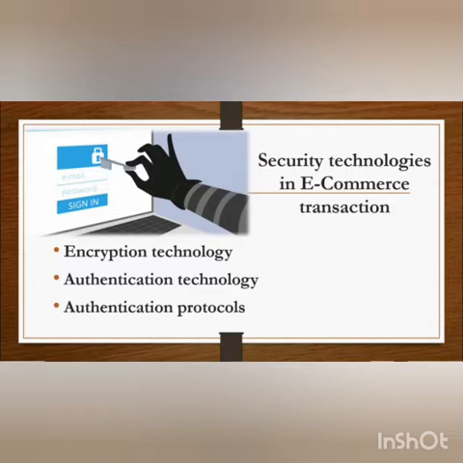So, in encryption, we will see two things: symmetric key encryption and asymmetric key encryption. In authentication technology, we will see two things: one is digital signature and the other one is digital certificates. And in the last one, authentication protocols, we will see three protocols. The first one is Secure Electronic Transaction, the second one is Secure Sockets Layer, and the third protocol is 3D Secure. So these are three main security technologies in e-commerce transactions.